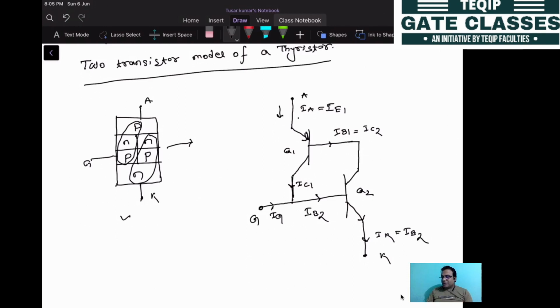Then after that, the base current of the first transistor is equal to the collector current of the second transistor, and the collector current of the first transistor will be added with the gate current, and that will be the base current of this transistor. So what happens when you are applying the gate current?